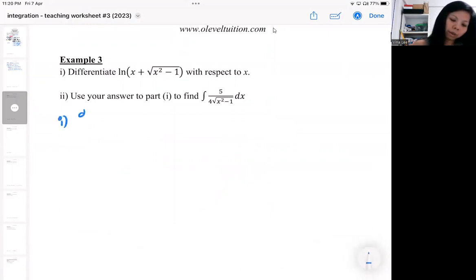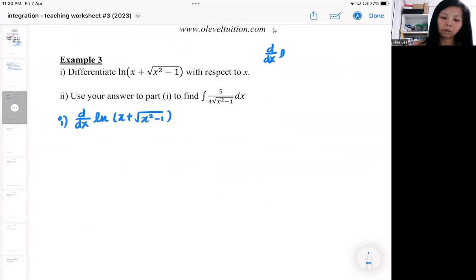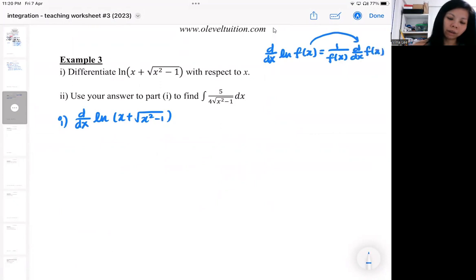I'm not going to show you how to differentiate this. Maybe you find this a bit difficult to differentiate. Anyway, you're going to be using the formula: differentiating ln f(x) gives 1 over f(x), and then you differentiate your f(x). In this case, this is your f(x). So you apply this formula and give it a try. I get a very nice answer.